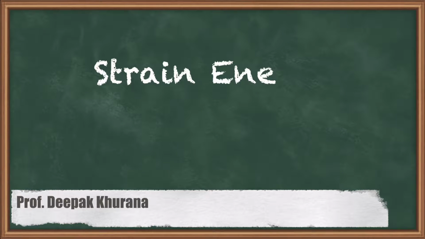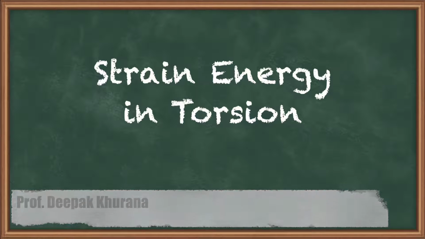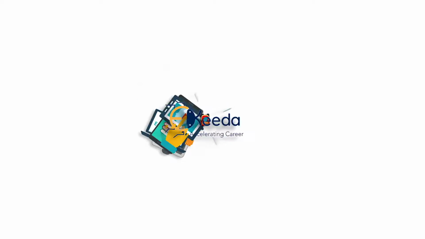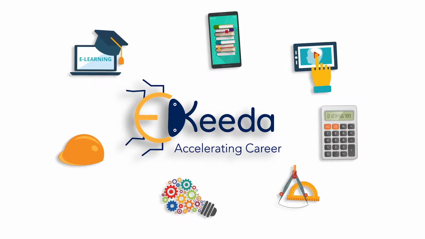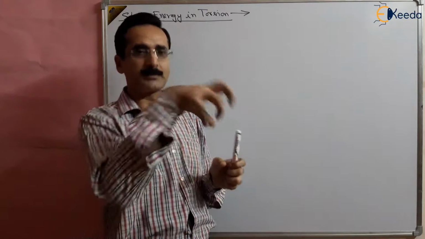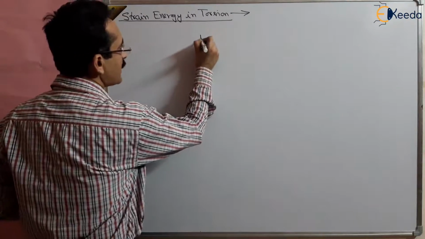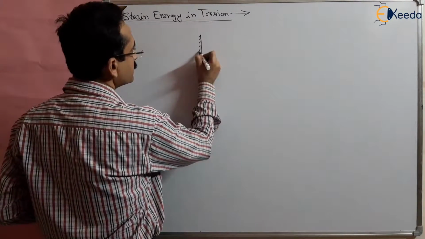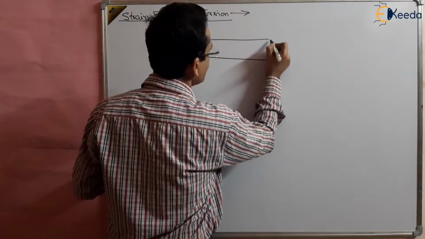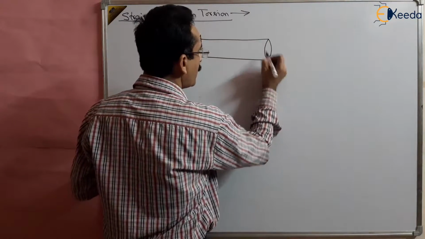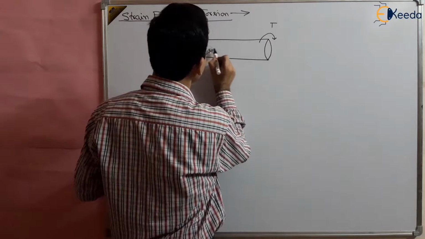Hello students, in this session we are going to study the strain energy stored in torsion. When a torque is applied to a shaft, what is the strain energy stored? Suppose we have a shaft, and a torque is applied, and due to this applied torque there is some angle of twist.